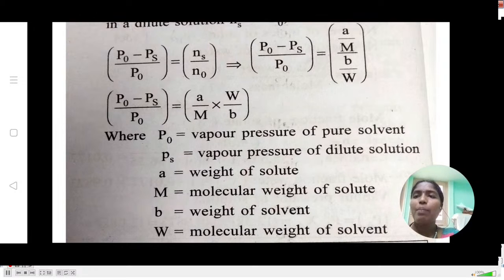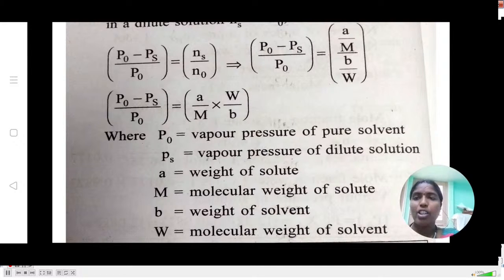So we get (P0 minus Ps) by P0 is equal to Ns by N0. So finally, Ns means A by M, N0 means B by capital W. Substituting, totally we get (P0 minus Ps) by P0 is equal to A by M into W by B. This is the Raoult's law formula.